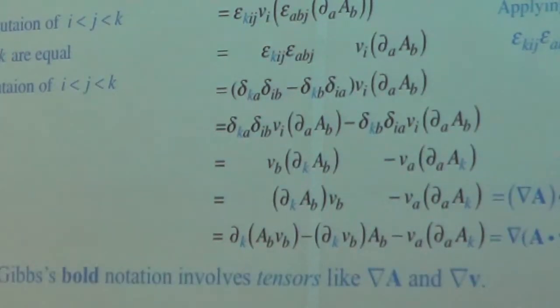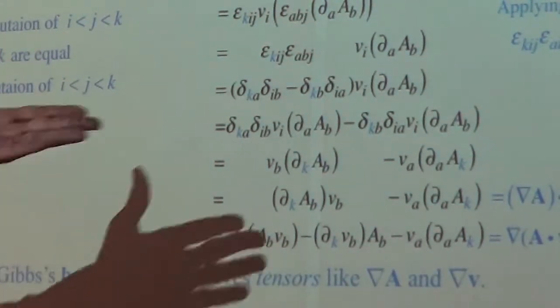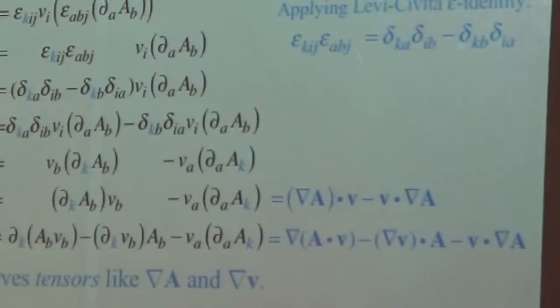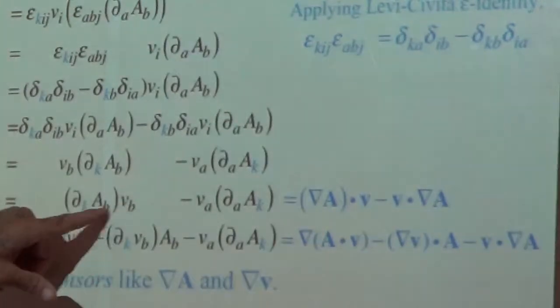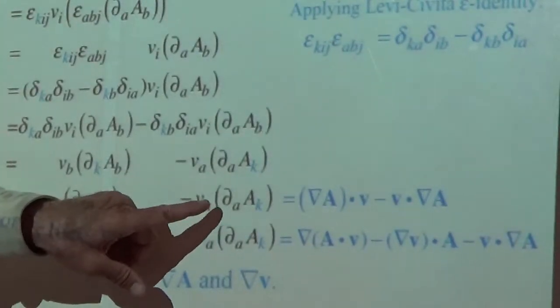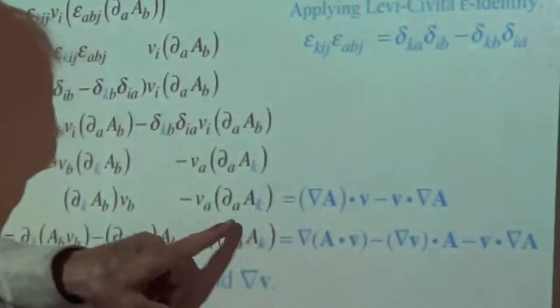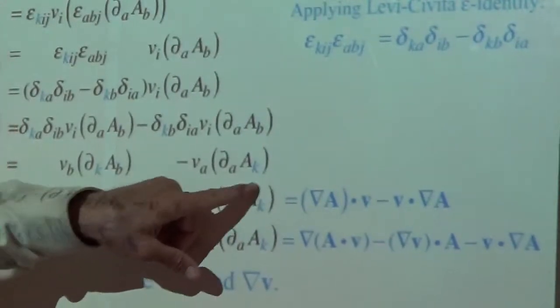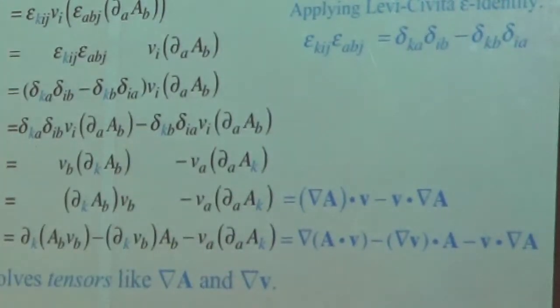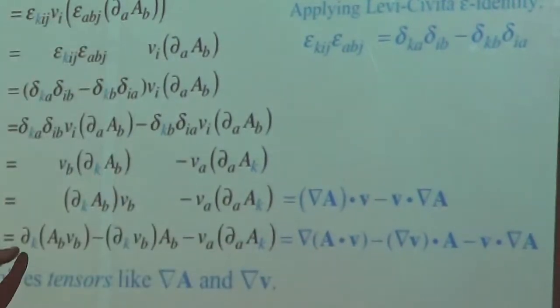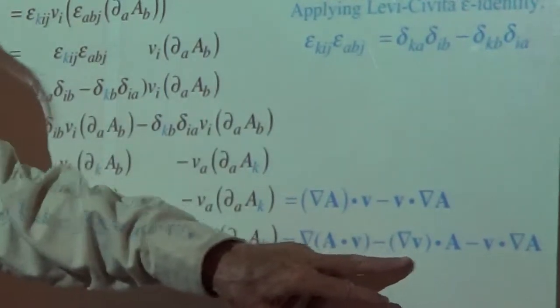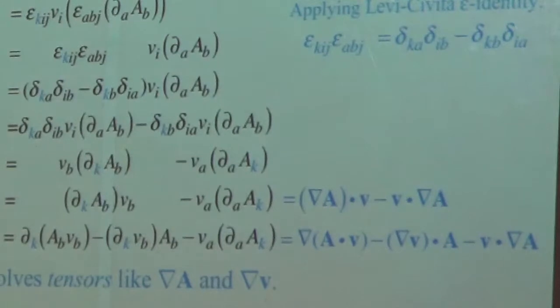And we turn this then back into the notation we're more familiar with. This is the gradient dot V right there. This is a V dot gradient of A. That's what this is. Right here's the vector made out of the derivatives. And then we're seeing that equal to these two terms right here. So actually two identities are being developed at this point just by using this epsilon tensor.